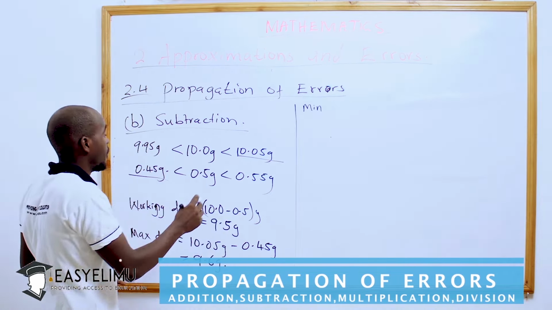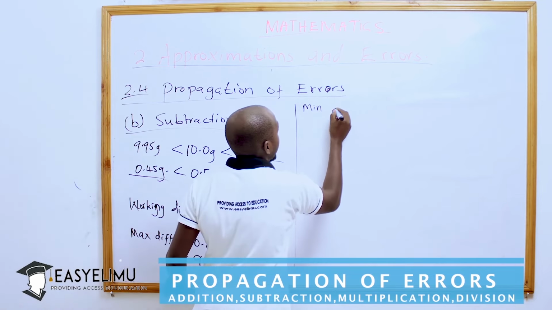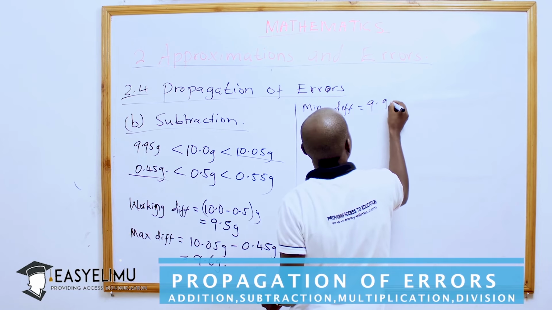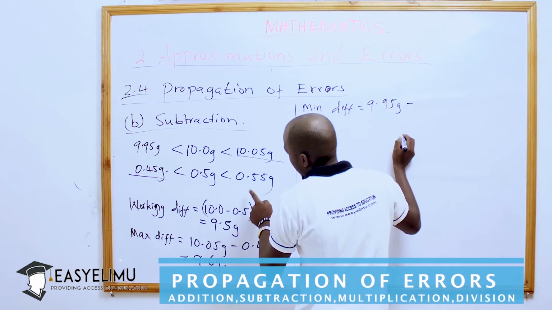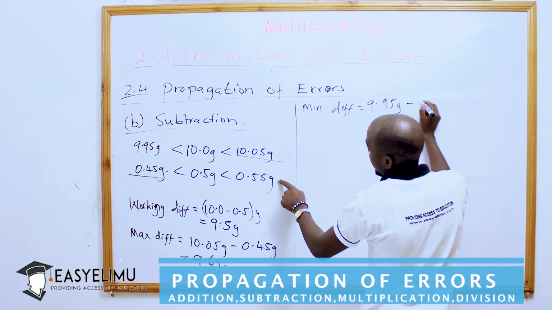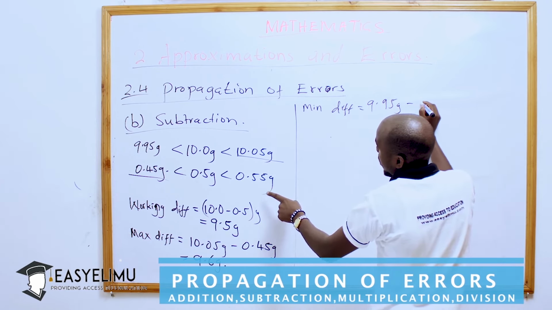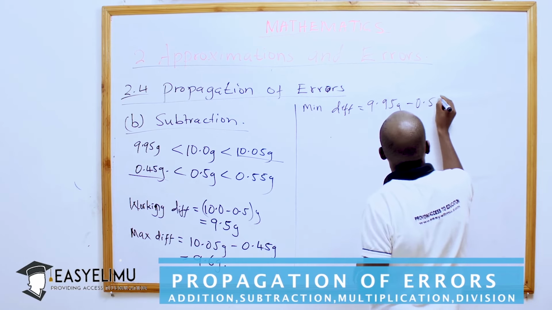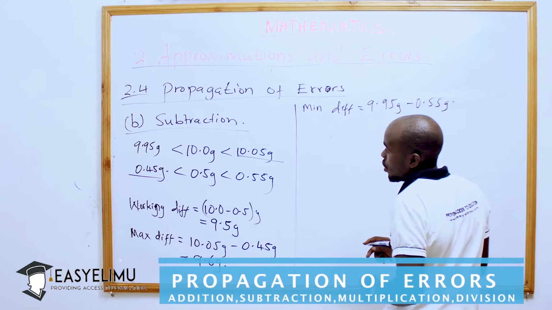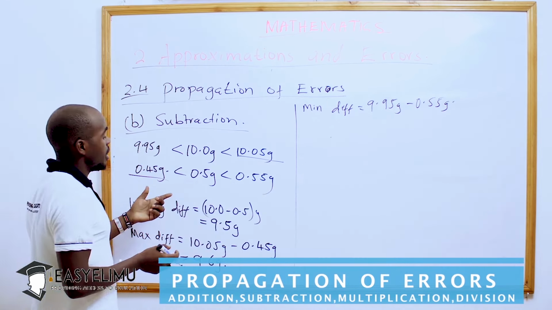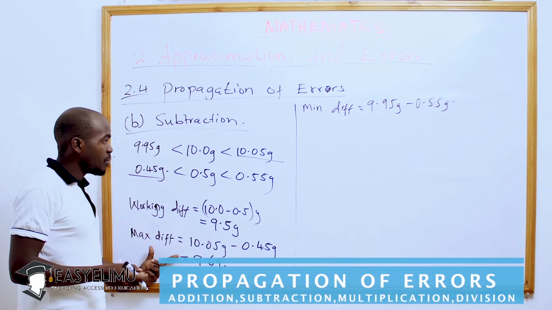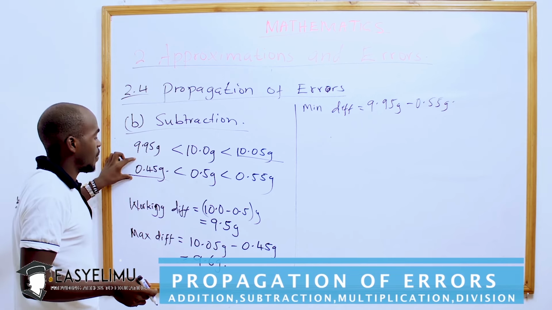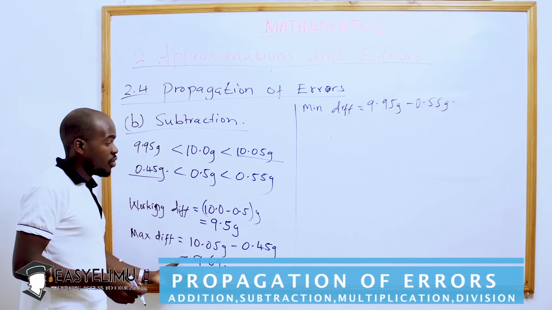Then we need now to find the minimum possible difference, and we shall take 9.95 grams minus now the maximum of it, the maximum lower limit. Actually for this part it will be 0.55 grams. So now we did the other way, and we found the maximum difference was the maximum minus the lowest minimum lower limit. So we find this.